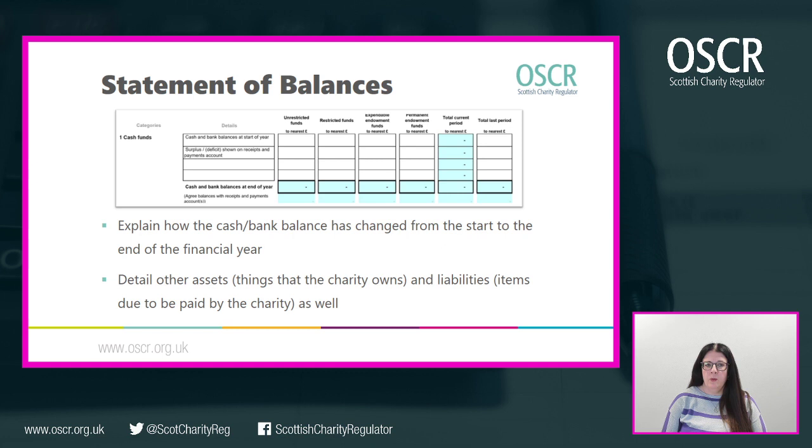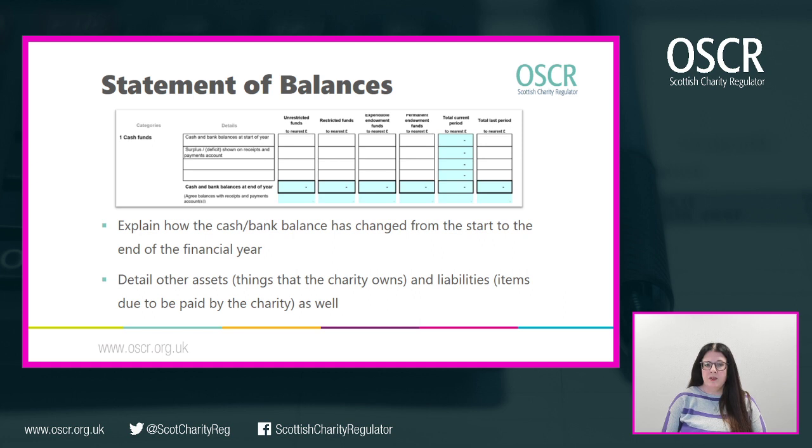An example here would be if you had £100 in your bank balance at the start of the year and you had a surplus of £50, so that's the difference between your receipts and your payments in the year, then that means you would have £150 in your bank balance at the end of the year.